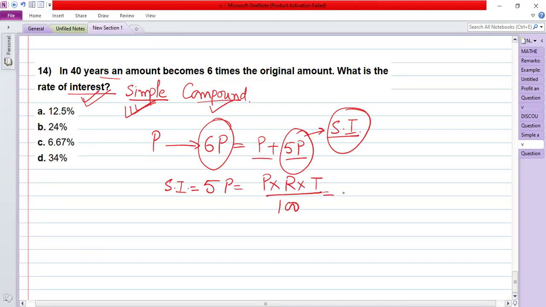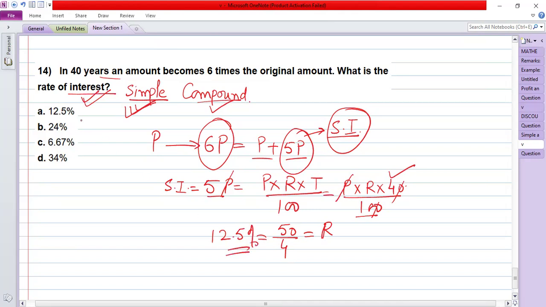So obviously this is now P, R and T. What is T? It is 40, so 40 by 100. So this P will cancel out. So 5 into 10, that is 50, and then this 4 will come to the left hand side. That will give us the rate, and obviously the rate is nothing but 12.5%. So this option A will be correct.